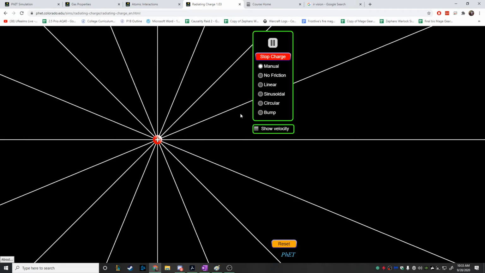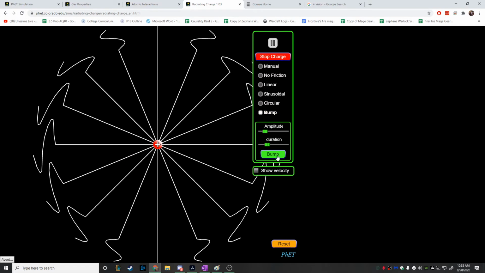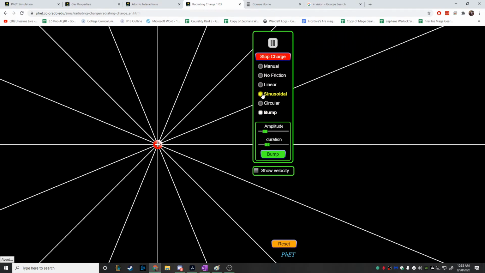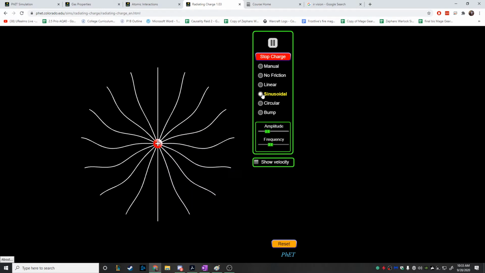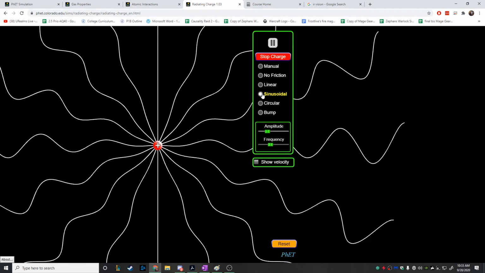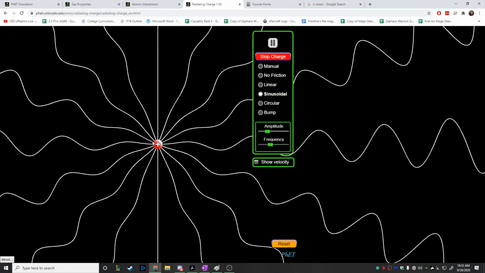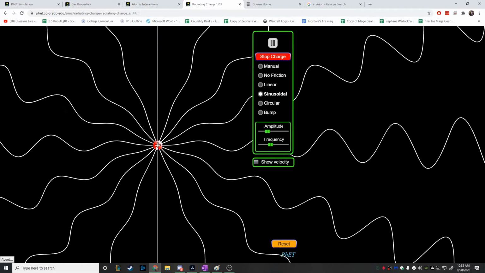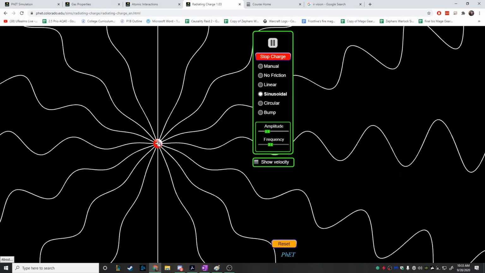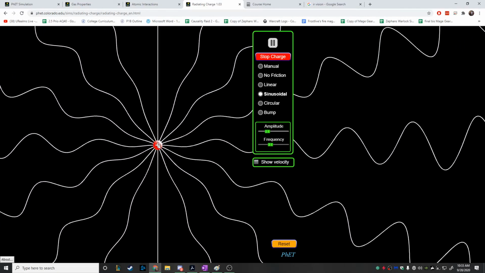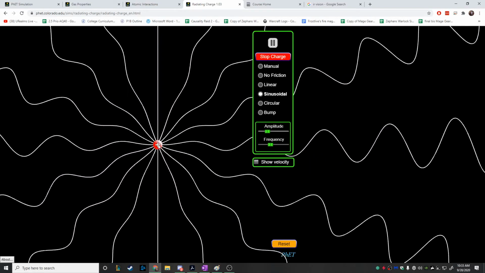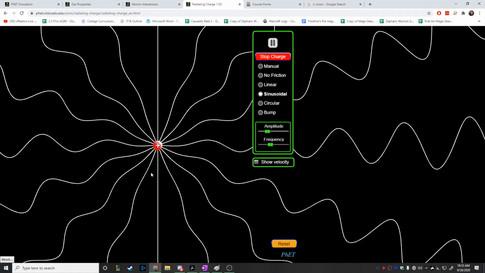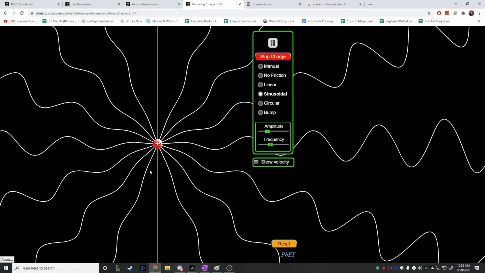Now, we can do things like bump it, and we can make it move in different ways, but I'm going to make it move in a very simple pattern that you're all familiar with, a sinusoidal pattern like this. So now we have a positively charged particle, and that particle is just oscillating up and down, right? Because it's going up and then down and then up and then down, it is accelerating. Would you guys agree with that statement? It's definitely accelerating. How can I tell that it's accelerating?